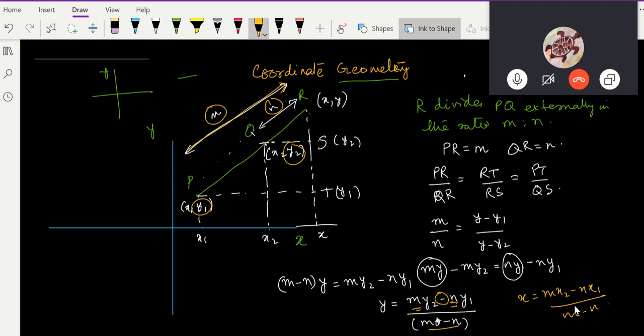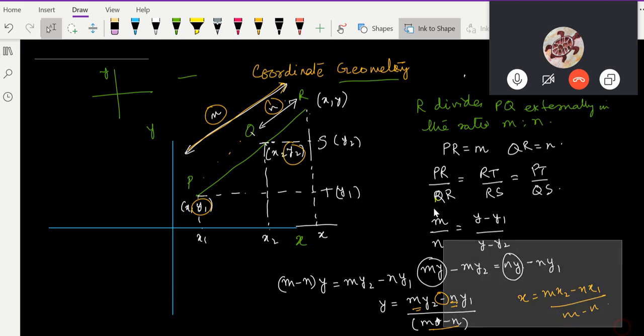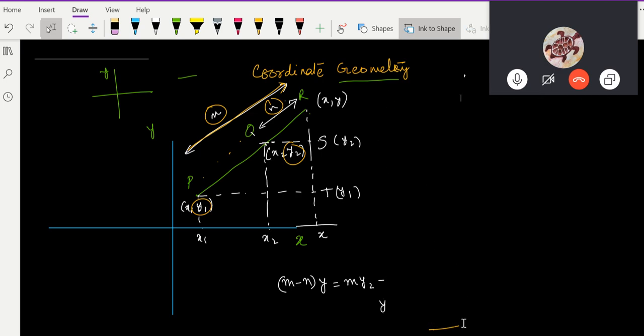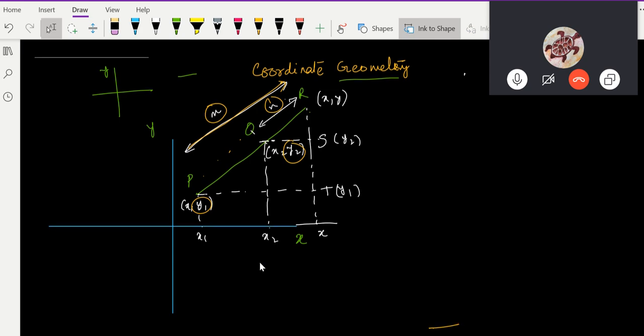You're getting the logic, right? So these are the two ways in which a point can divide a line. There is no other way, right? Okay.